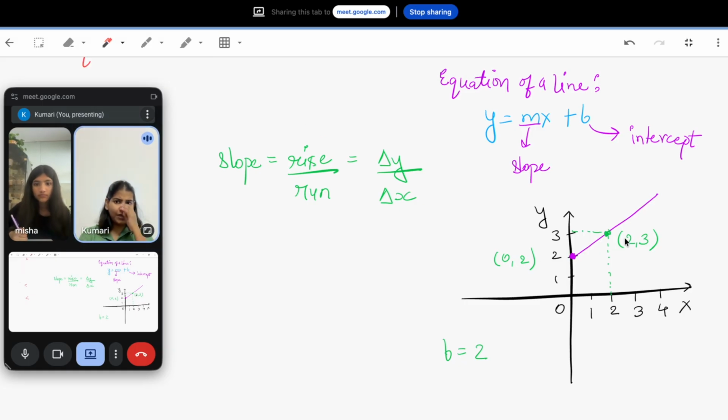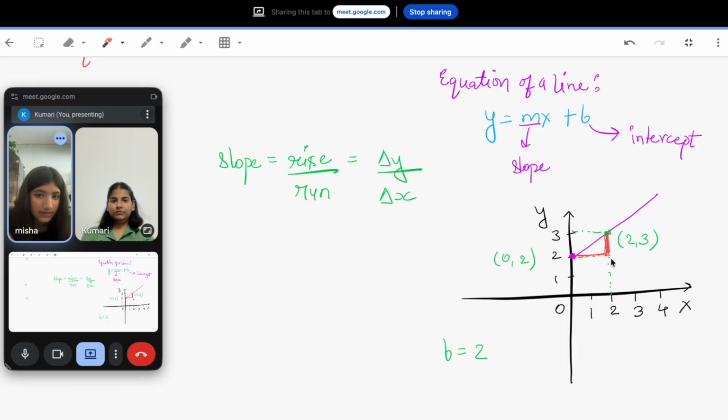So what I'm going to do is make a triangle. I'm going to join this point here and join this point here. Okay, now I have a perfect triangle. Now, how much is my change in y? Your change in y is 2. Not 2, no, that's 3. No. This point is 2, 3, and this one is 0, 2.